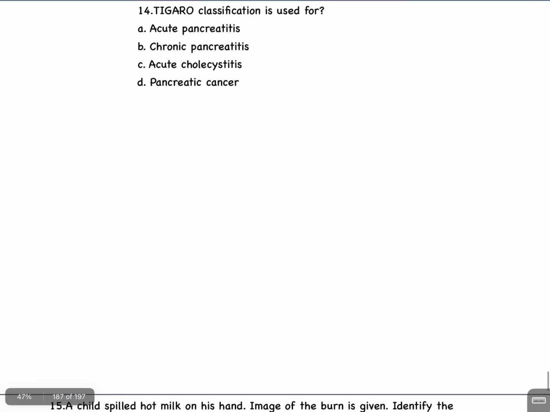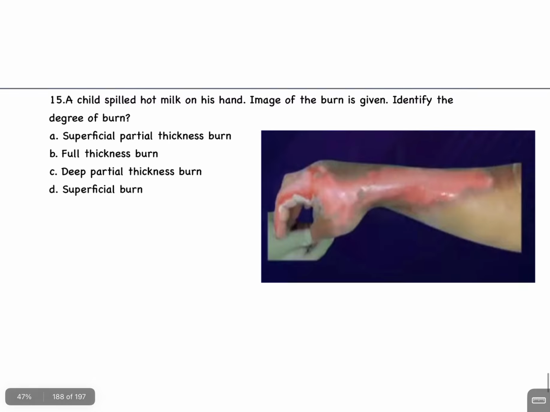Question number 14. Tiagro classification is used for A. Acute pancreatitis. B. Chronic pancreatitis. C. Acute cholecystitis. D. Pancreatic cancer. Answer is B. Chronic pancreatitis.